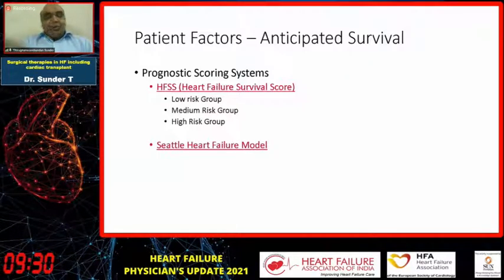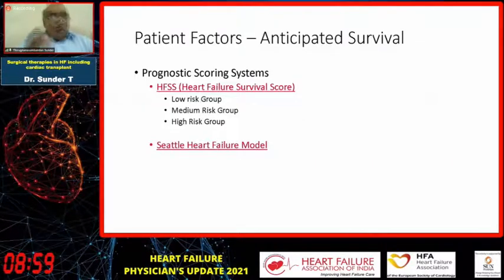For that point, there are two scoring systems. One is called the Seattle Heart Failure Model. I'm sure all of you can Google it and you will find that it is a calculator which you can use in your clinic with the patient sitting opposite to you. You enter all the data, and it gives you a predicted survival in 1 year. If the predicted survival in 1 year is more than 90%, you don't send him for a transplant. If the predicted survival is less than 80%, you think of a transplant.